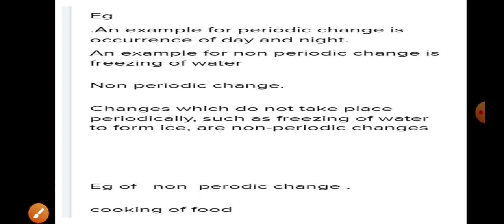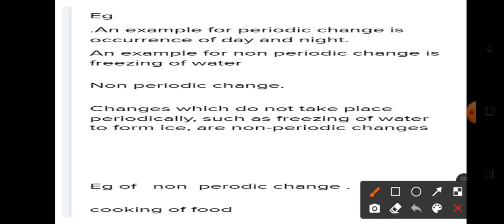Now the second one, that is non-periodic changes, means some of the changes do not take place periodically, means they won't always maintain a uniform time gap between them. Such changes we call non-periodic changes. That is cooking food. So cooking food, sometimes we may cook early, sometimes we cook slowly, so it truly comes under non-periodic change.